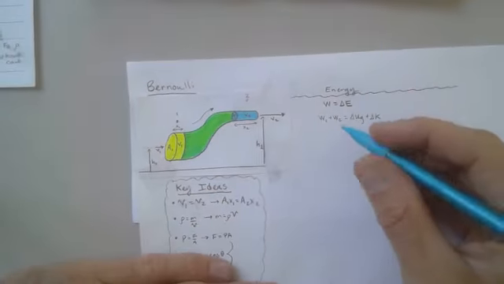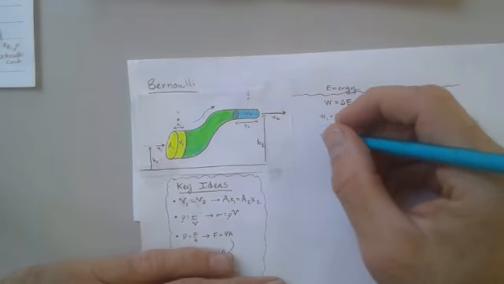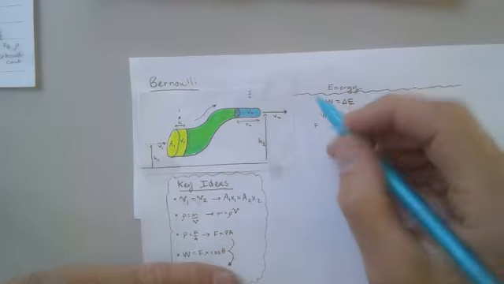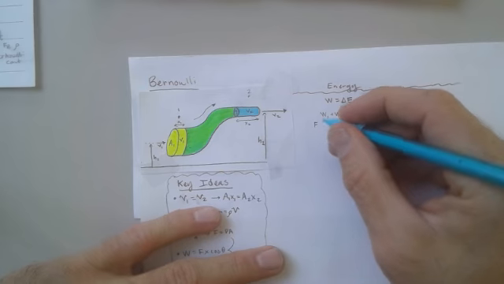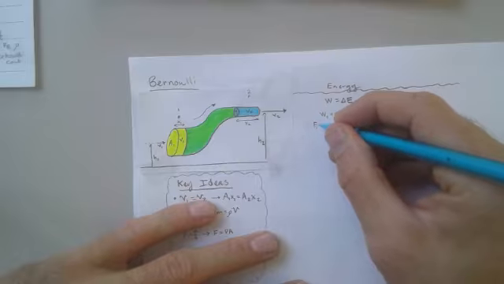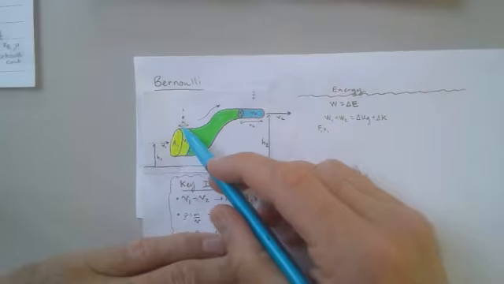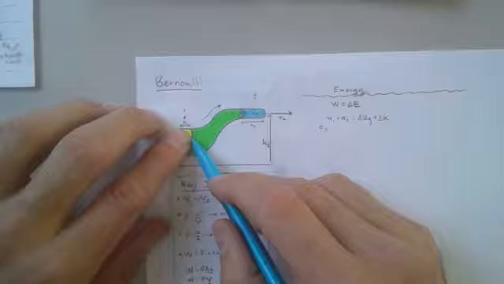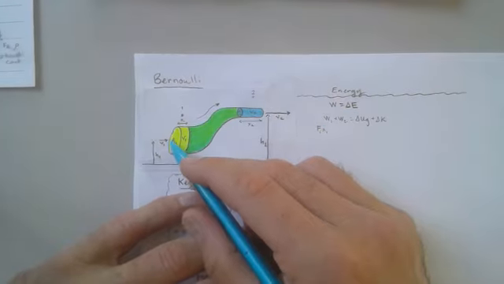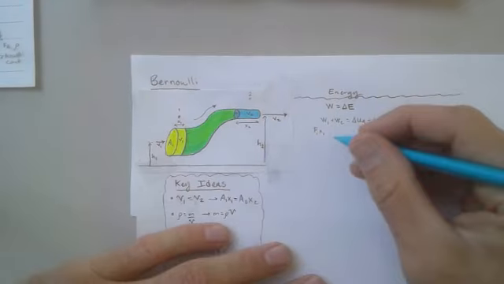All right, so next thing we're going to say is, well, we've got a force at position 1, and that's going to be pushing across a distance 1 to push that into this green part. So there's going to be some work done in pushing it into the green part.